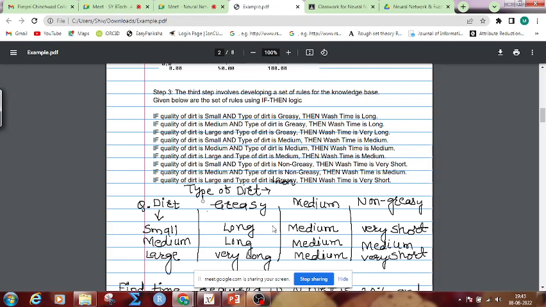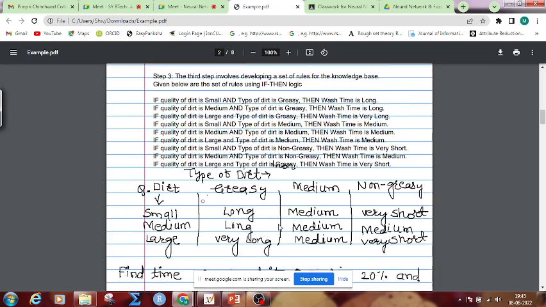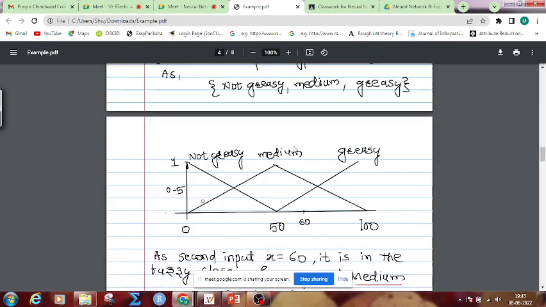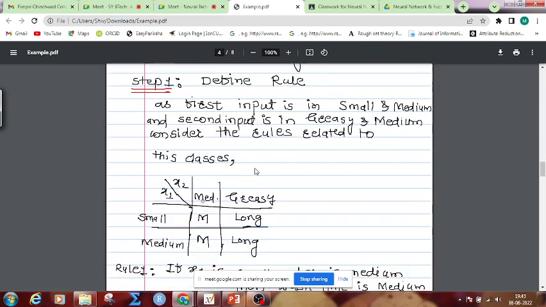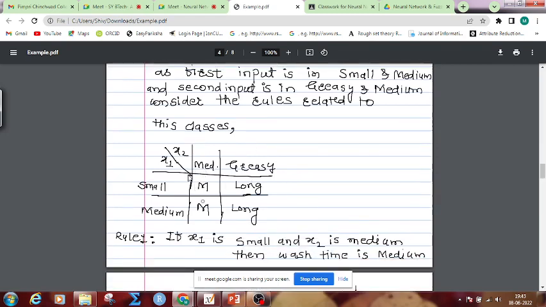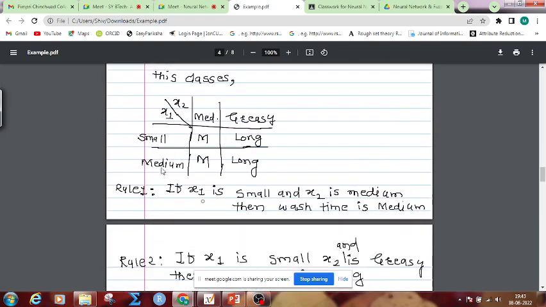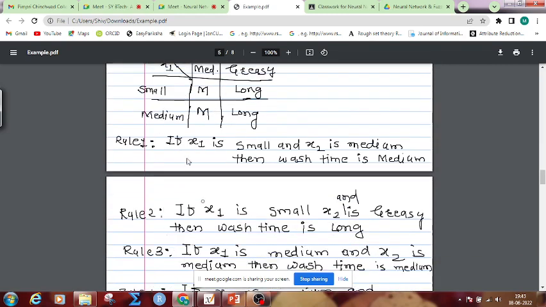Just forget about all other rules. Out of 9, we are just interested in 4 rules. All this explanation is given here, and that's why we are defining the rule, which includes only x1, x2, x1 small, medium, x2 medium, greasy. So that's why we are just considering these rules: Rule 1, 2, 3, 4.